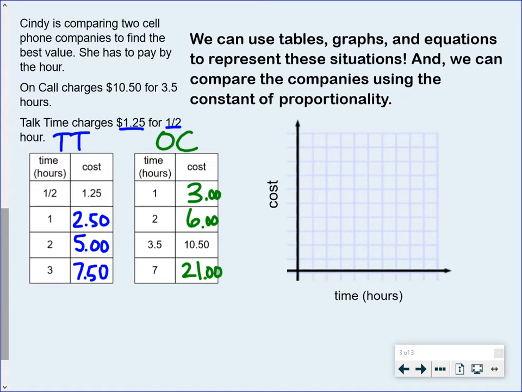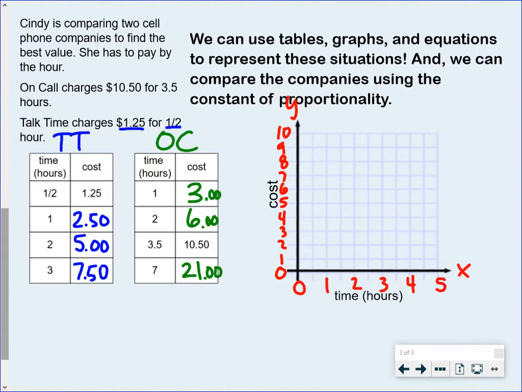Let's talk about how the graphs can help you. So first I need to label my axes. Time in hours is along the x-axis. Cost is along the y. So the hours I have range anywhere from a 1/2 hour to 7 hours. I'm going to skip a line in between each. For cost, I'm going anywhere from $1.25 to $21. So here I'm not going to skip a line. $1, $2. This will take me all the way up to $10.